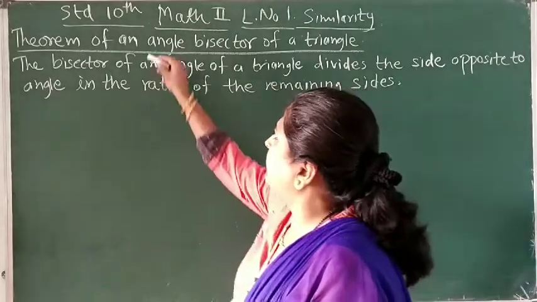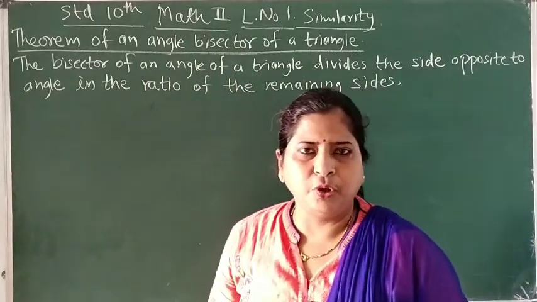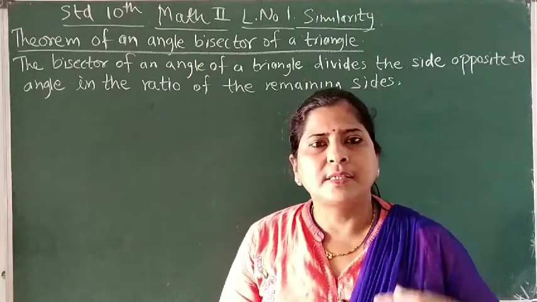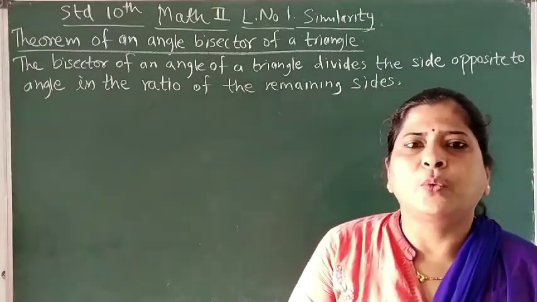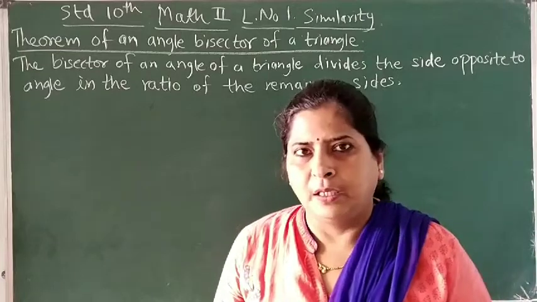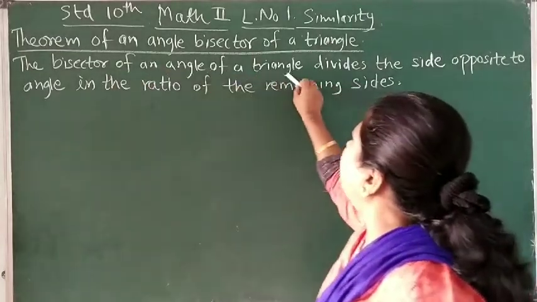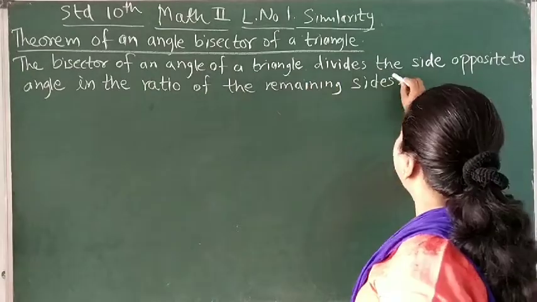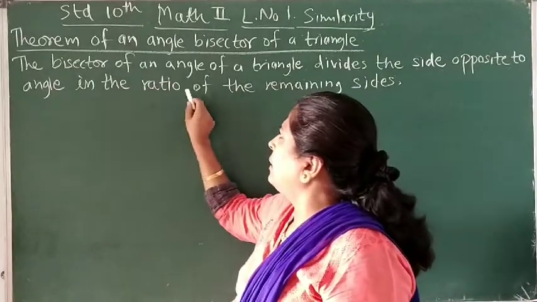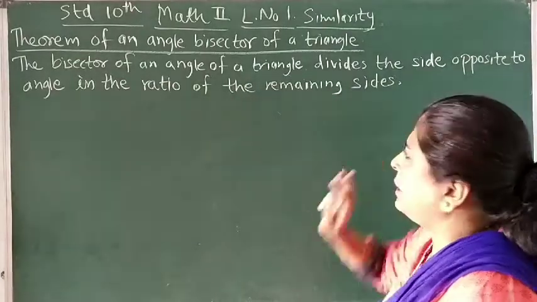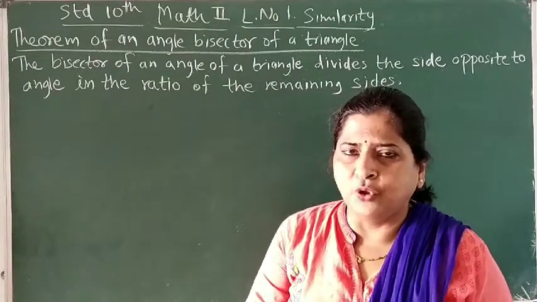What is this angle bisector theorem of a triangle? The statement will be given to you and you have to understand it. What is the antecedent, that is the given part, and what is the consequent, that is the to-prove part? Let's read first. The bisector of an angle of a triangle divides the side opposite the angle in the ratio of the remaining sides. In this statement, we can clearly see there is no if-then.